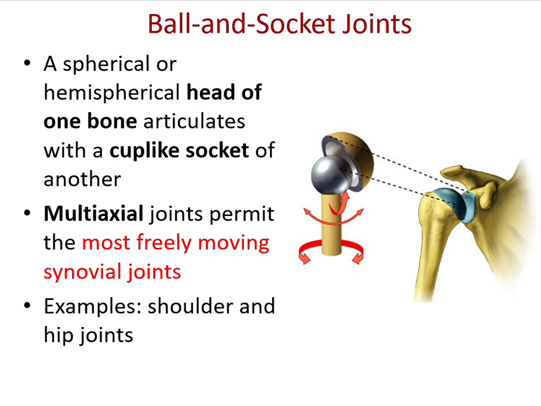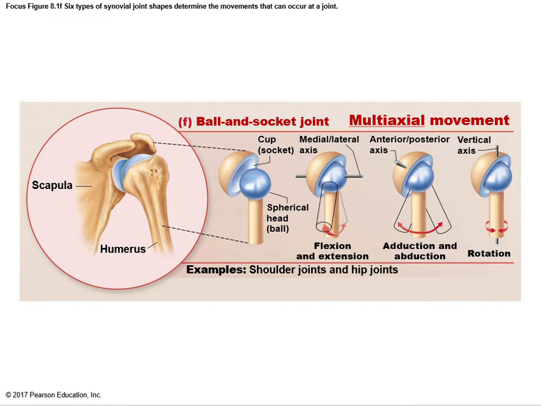This is where we have a spherical head fitting into a cup-like socket. These are multi-axial joints, so they're the most freely moving synovial joints. Great examples of ball and socket joints are the shoulder and the hip joints. So here we can see the scapula meeting the head of the humerus.